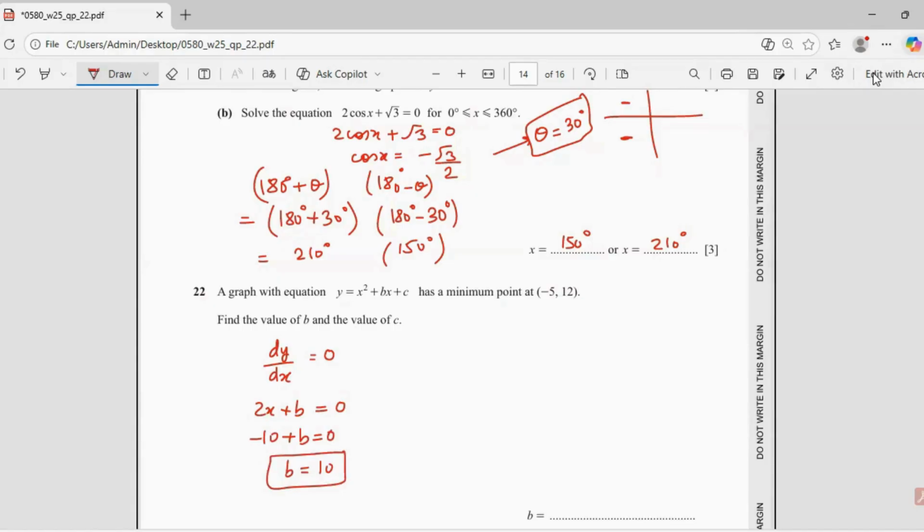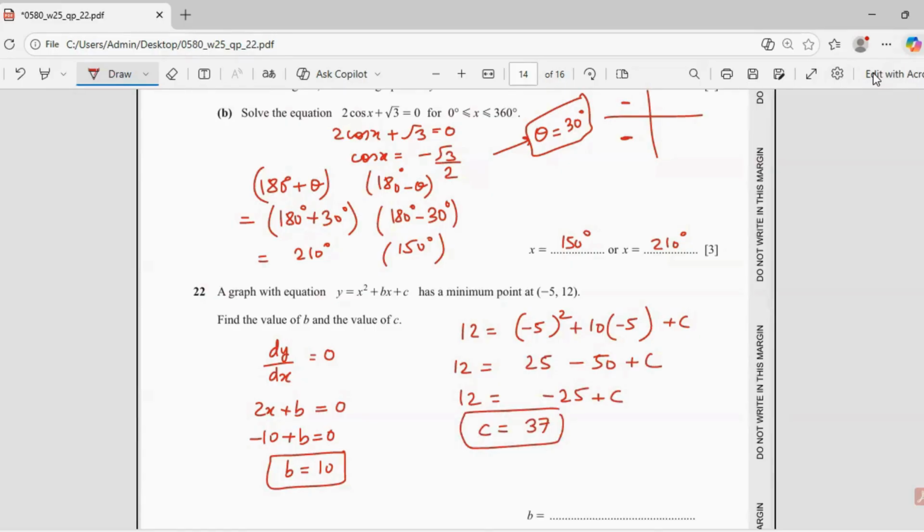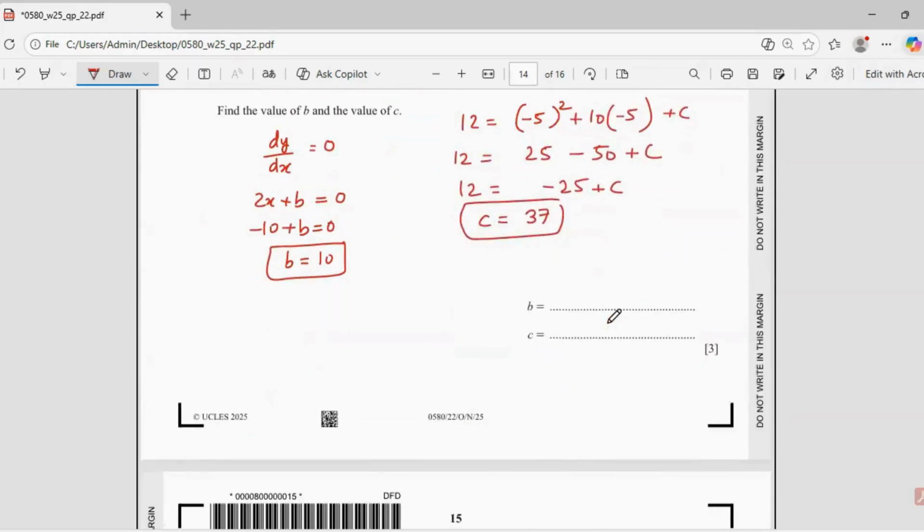We got the value of b. Now the minimum point is (-5, 12). That means this point also lies on the curve, so it satisfies the curve. So 12 is equal to x squared, which is (-5) squared, plus 10 times -5 plus c. This is 12 equals 25 minus 50 plus c. 12 is equal to -25 plus c. c is equal to 37. So the values of b and c are 10 and 37 respectively.